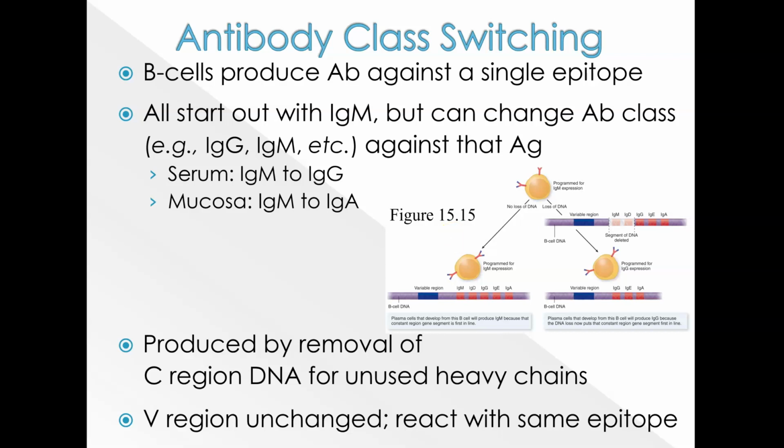So class switch. Naive B cells make it out of the bone marrow, mature upon antigen stimulation, and if they're in the serum, they're going to switch from secreting IgM, which, remember, is the first antibody that's secreted, to IgG pretty quickly, and if it's in the mucosal lining, it's going to switch to IgA.